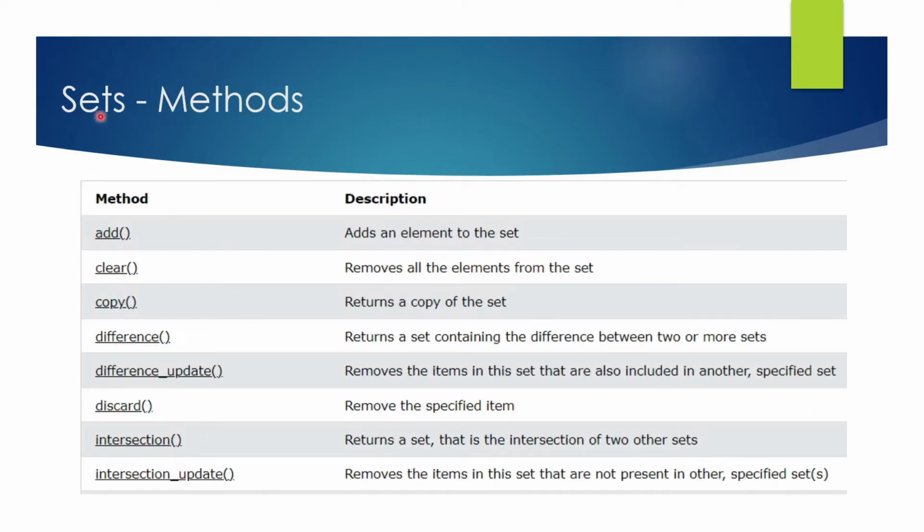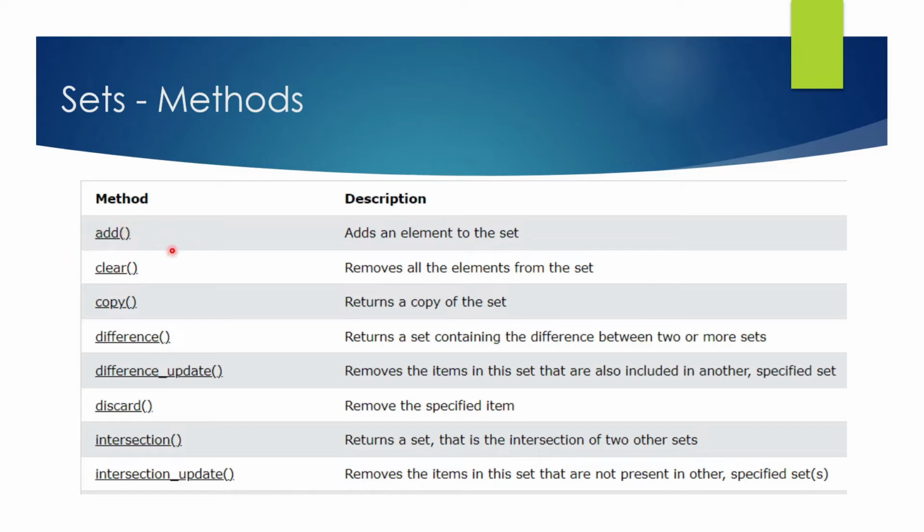Now we'll talk about the set methods. In set methods, we have add, clear, copy, and a lot of other methods. There are somewhere around 14 to 15 methods over here, but we are not going to talk about all of them in our programs. We are going to talk about a few things which we'll take as a demo.